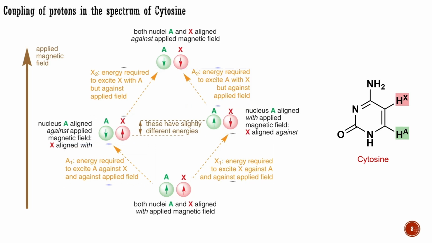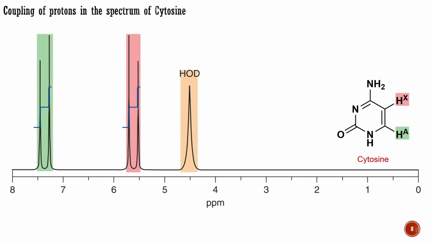Now let's look back at the spectrum of cytosine you saw earlier. You can see the 2 doublets, 1 for each of the protons on the aromatic ring. Each is split by the same amount, and this is easy to check with a ruler. The separation of the lines is the coupling constant and is indicated as J. In this case, the coupling constant J equals 4 Hz.